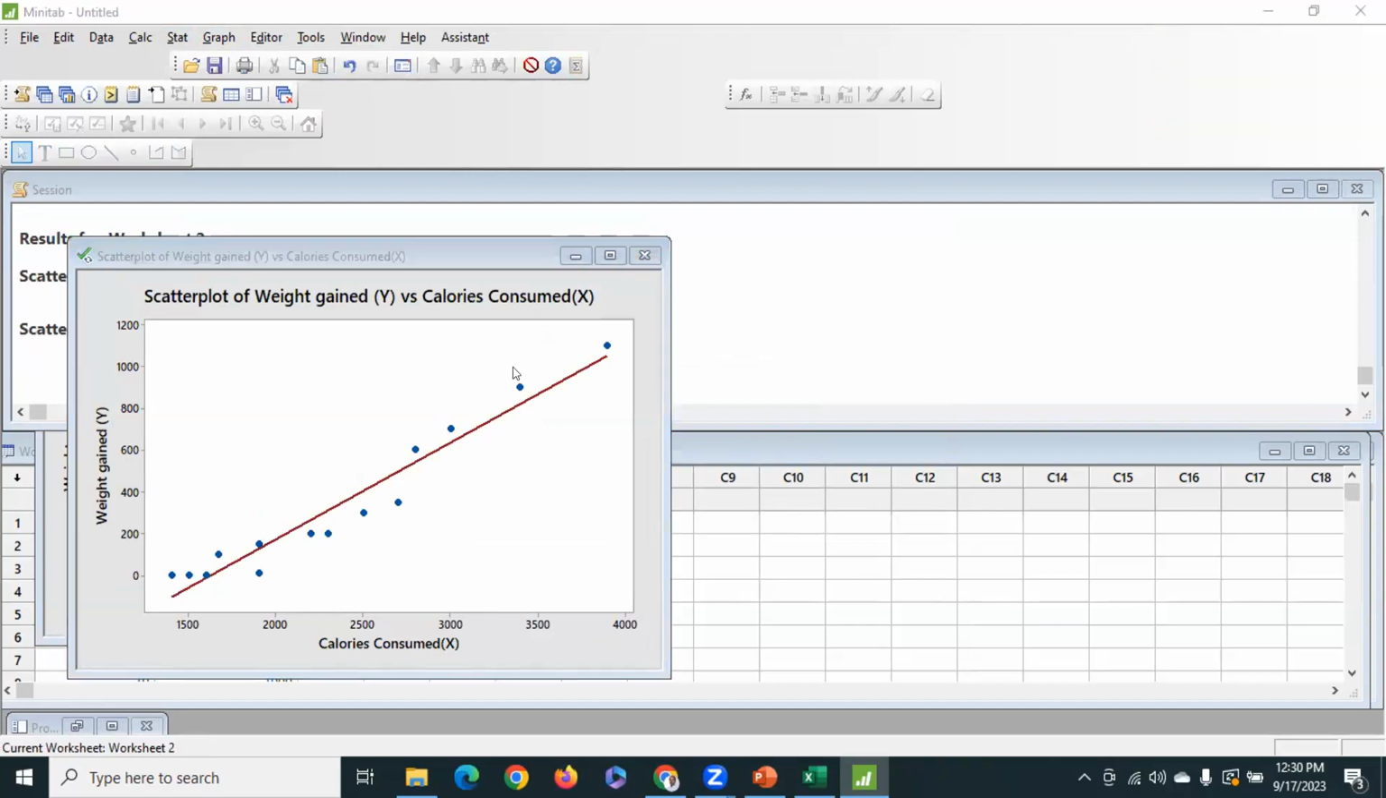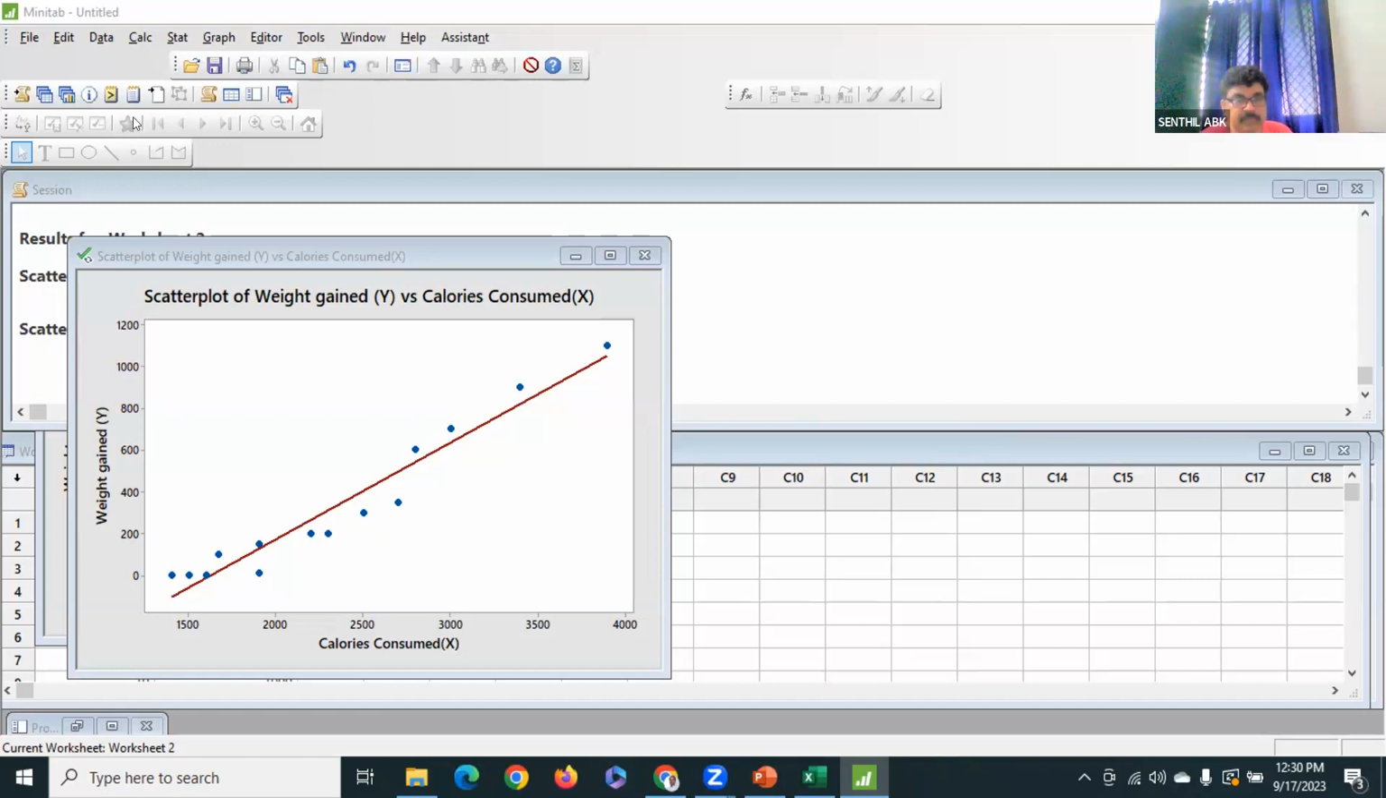What is this tool right now? You are seeing a scatter plot. In order to use the scatter plot, X and Y both must be continuous. Understood? Yes. Very good.